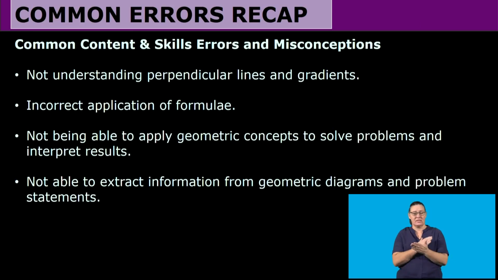Some of the common errors that we hope to have really fixed today is the difference between perpendicular and parallel lines, and using perpendicular lines and the gradients to help us solve an equation and find unknown values. Often, if we don't know the formulae, we don't apply the formulae correctly. So again, practice comes into play. And we saw that if we understand and do lots and lots of past papers, we can solve problems better and interpret our results better because we've seen similar types of questions.